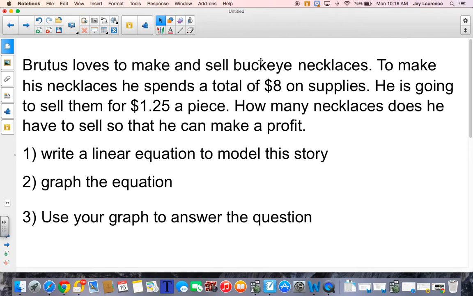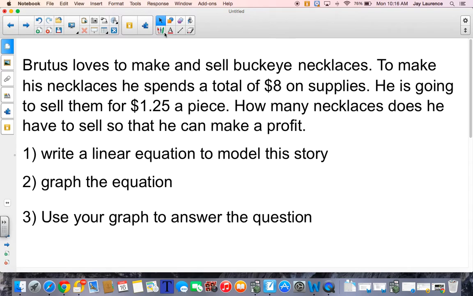Brutus loves to make and sell Buckeye necklaces. To make his necklaces, he spends a total of $8 on supplies. He is going to sell them for $1.25 a piece. How many necklaces does he have to sell so that he can make a profit? Write a linear equation to model this story. Graph the equation. Use your graph to answer the question.